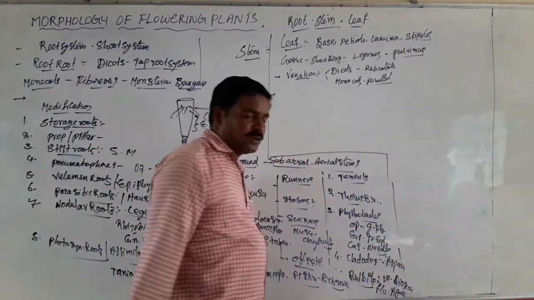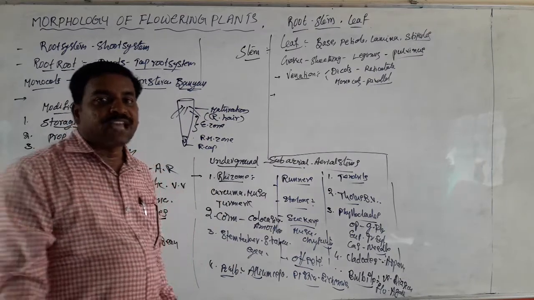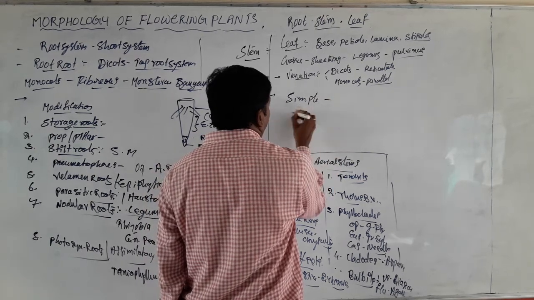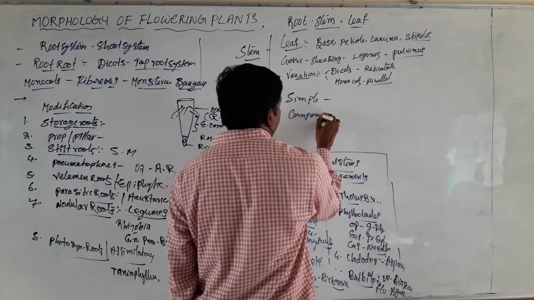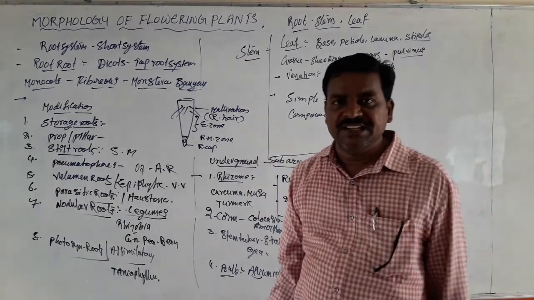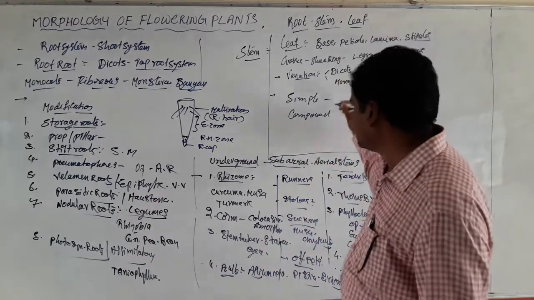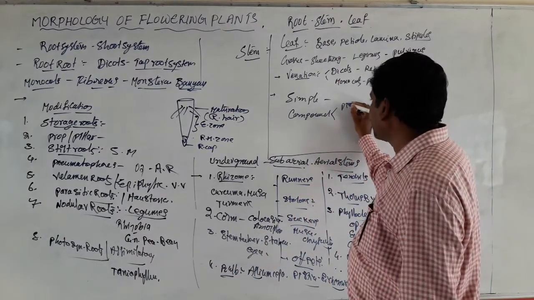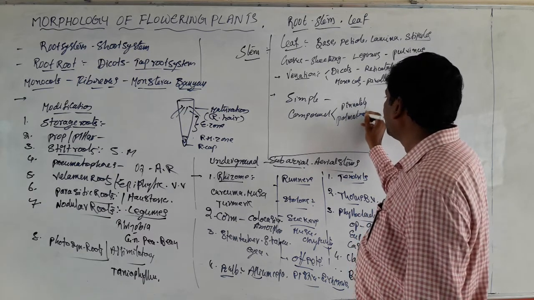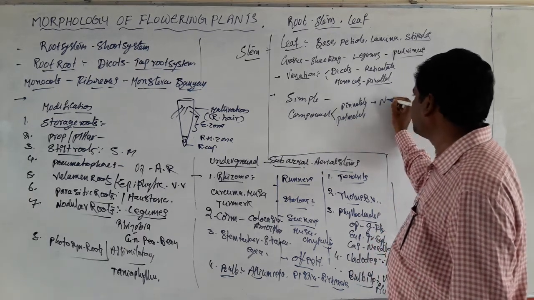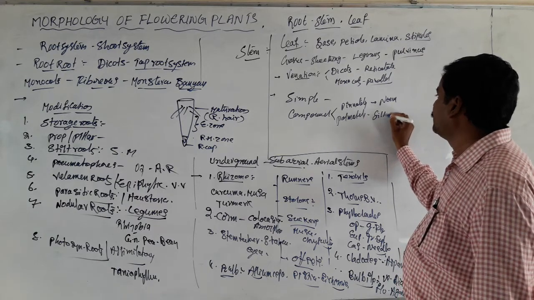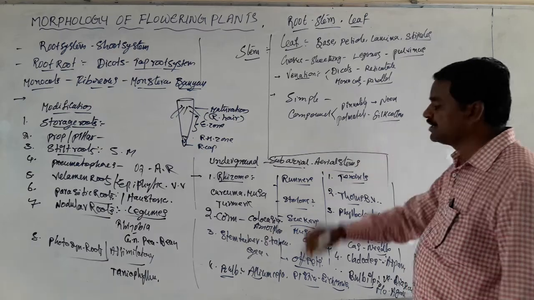Now coming to another point, types of leaves: simple leaves and compound leaves. Simple leaves are represented by only one lamina. If incisions are there but do not touch the midrib, that is a simple leaf. Compound leaves are of 2 types, pinnately compound leaf and palmately compound leaf. One of the best examples of pinnately compound is neem, and of palmately compound, silk cotton.